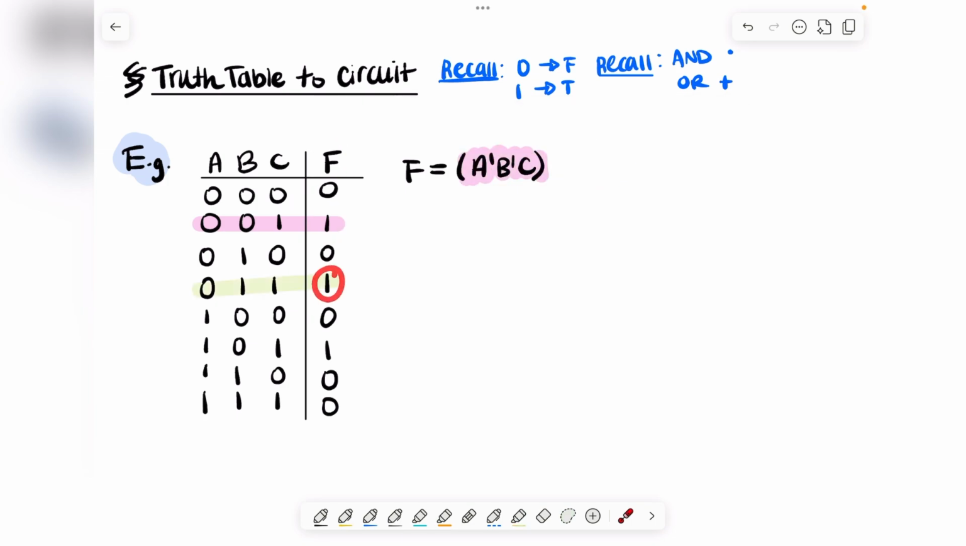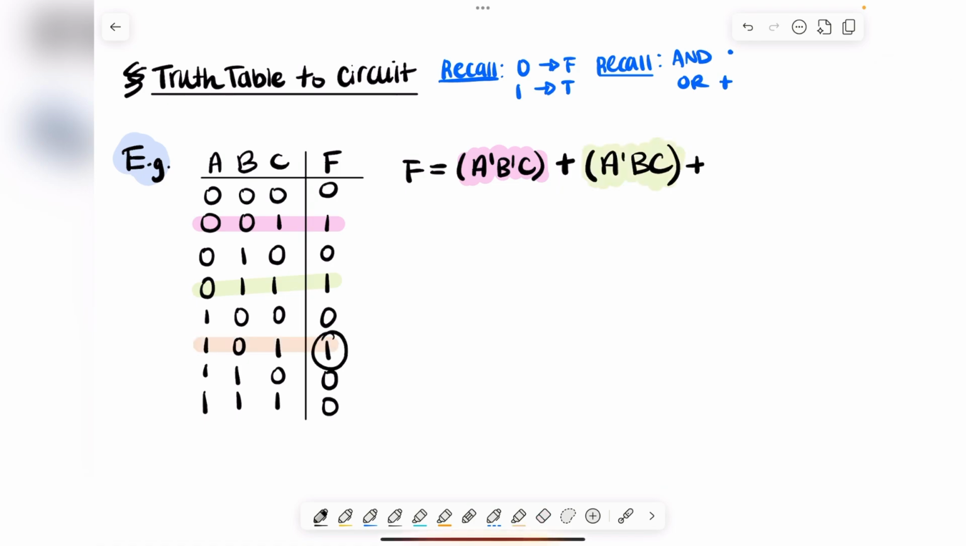Another case when it's true is right over here. So we can say this is one case where it's true, or, so remember we represent or with addition, where a is false, so we have not a, and b has to be true, so just b, and c has to be true, so just c. And again, we can represent and with multiplication, so we can write it as a prime times b times c, and that's another case.